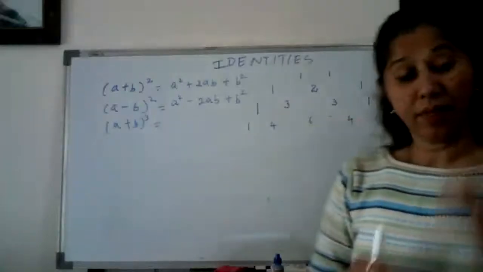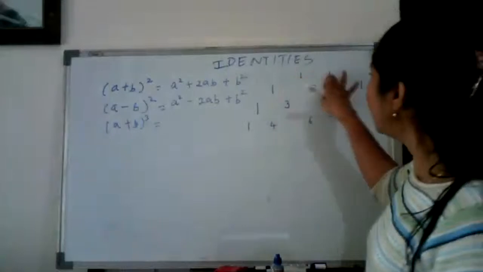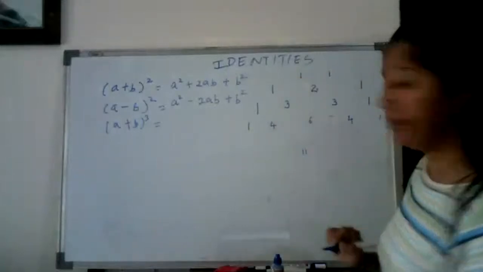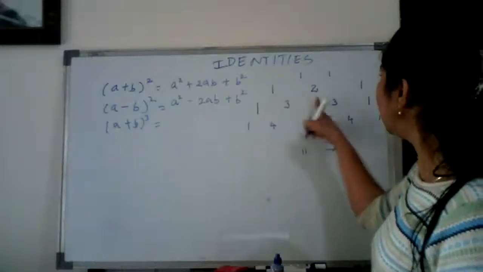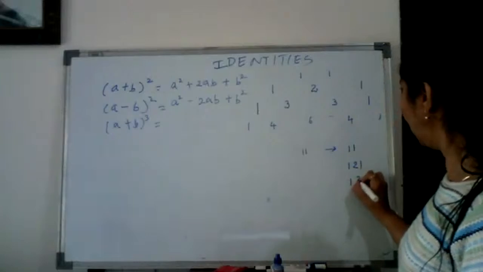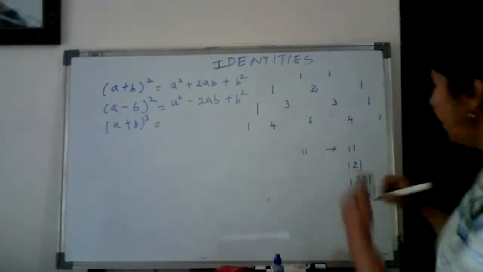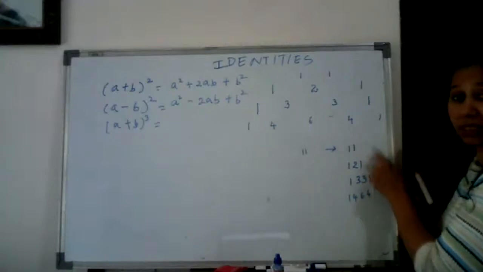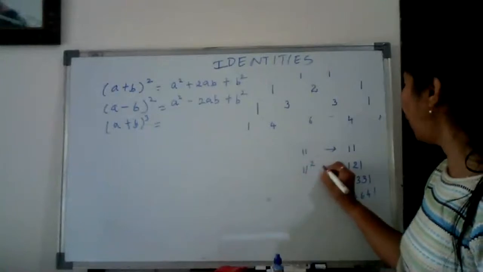Could you write it like this? Now these represent 2 things. Look at it. What is this? 11. You can make this 11. Then what is it? 1 2 1, 1 3 3 1, 1 4 6 4 1. Can you identify what it is? Do you remember the relation between 11 and 121? Yes, very true. This is 11 square.